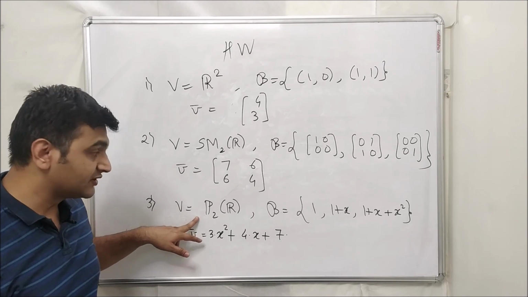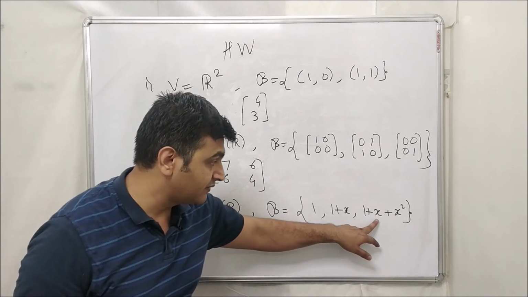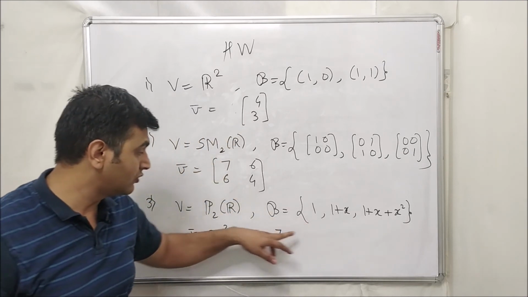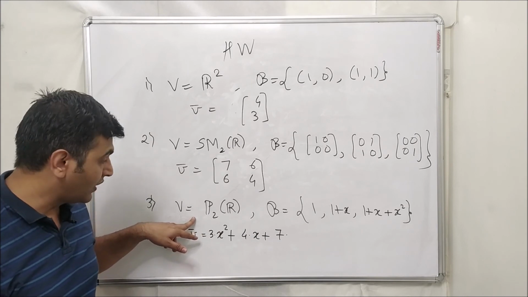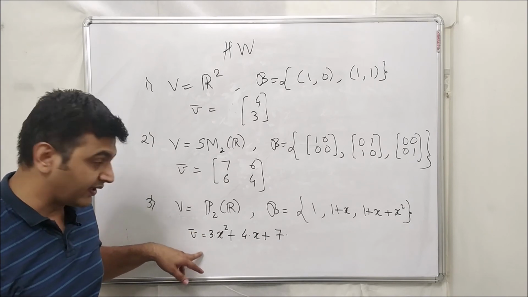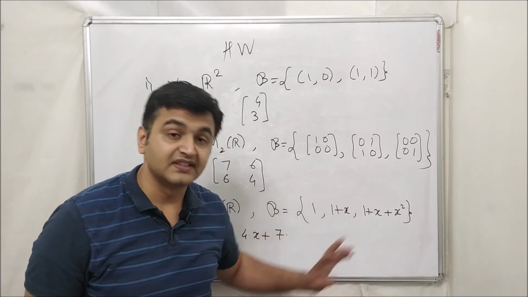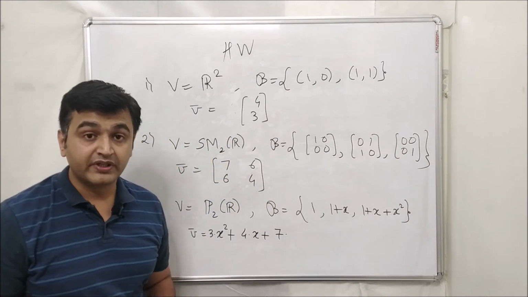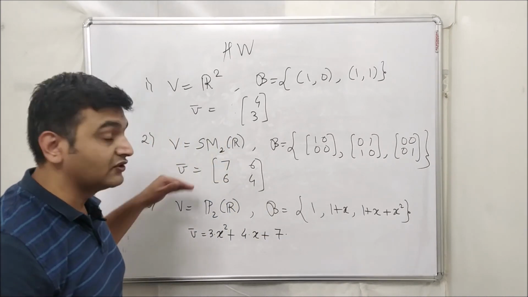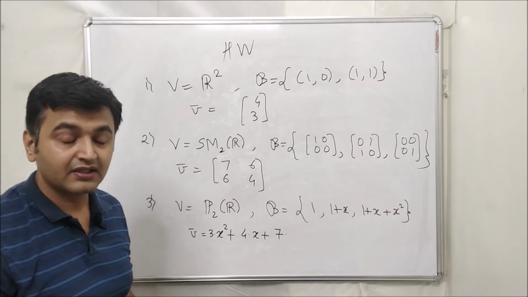And the last one is this P2. So 1, 1 plus x, 1 plus x square. This is also a basis for P2 of R, and this is a vector. So write down this as a combination of these 3 vectors. Your job is to tell me the coordinate vector for each of these 3 examples in the comment section.